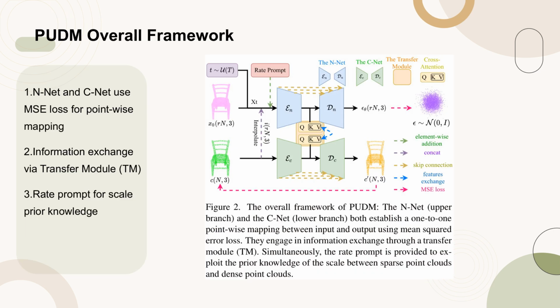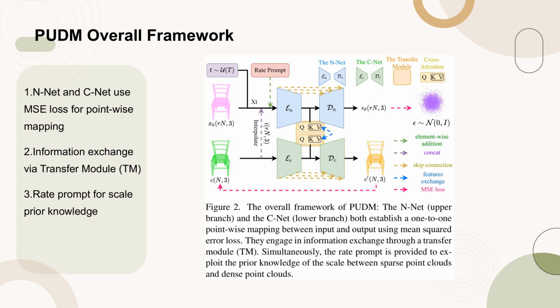Figure 2 illustrates the overall framework of PUDM, which consists of two main branches, the NNet, noise network, and the CNet, conditional network. Both networks are designed to establish a one-to-one pointwise mapping between the input and output using mean-squared error loss. This ensures precise and accurate point cloud upsampling. The two networks engage in information exchange through a transfer module, TM, which facilitates bidirectional interaction and enhances the overall performance of the model.